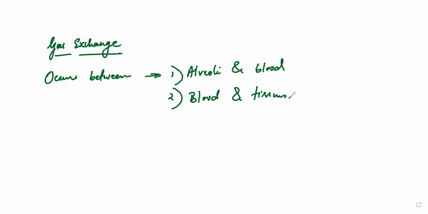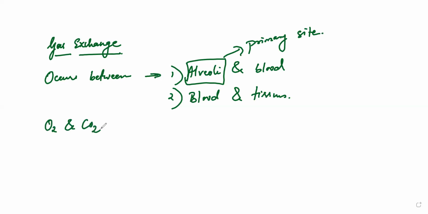Out of this, the alveoli, because they are the structural and functional unit of the lungs, are the primary site for gaseous exchange. Now whenever we breathe or respire, there are two important gases: one is O2 and the other is CO2. Because they are gases, the process of exchange is diffusion.